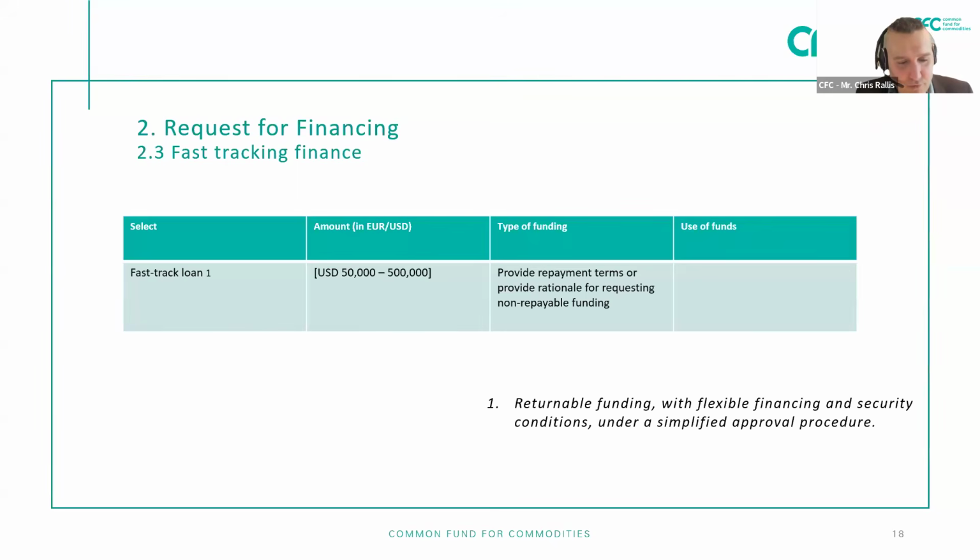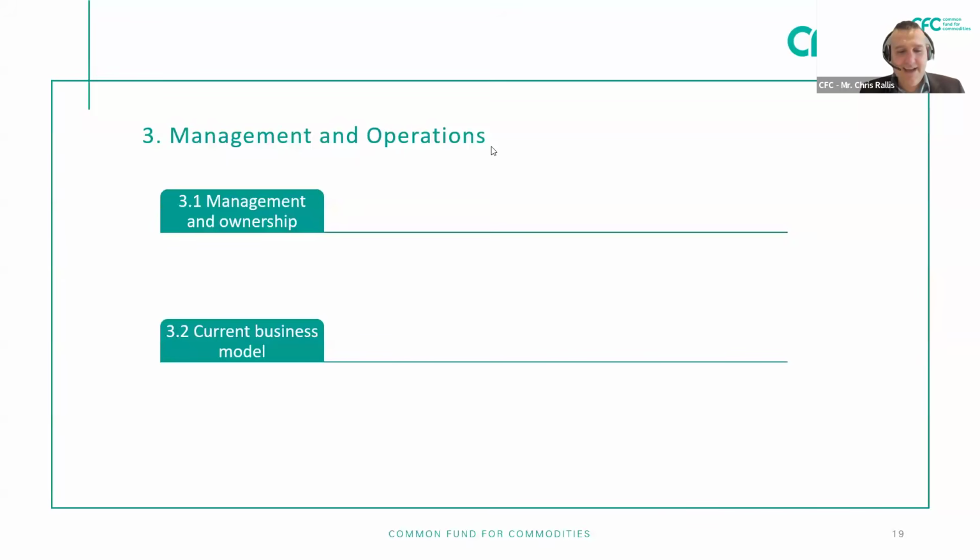And now we can move to the next slide, please. It should be management and operations. And starting with section 3.1, management and ownership, what we want you to do here is basically provide us with the names of the people managing your company or organization, who are the key people running the company, and what is their specific role or job title.